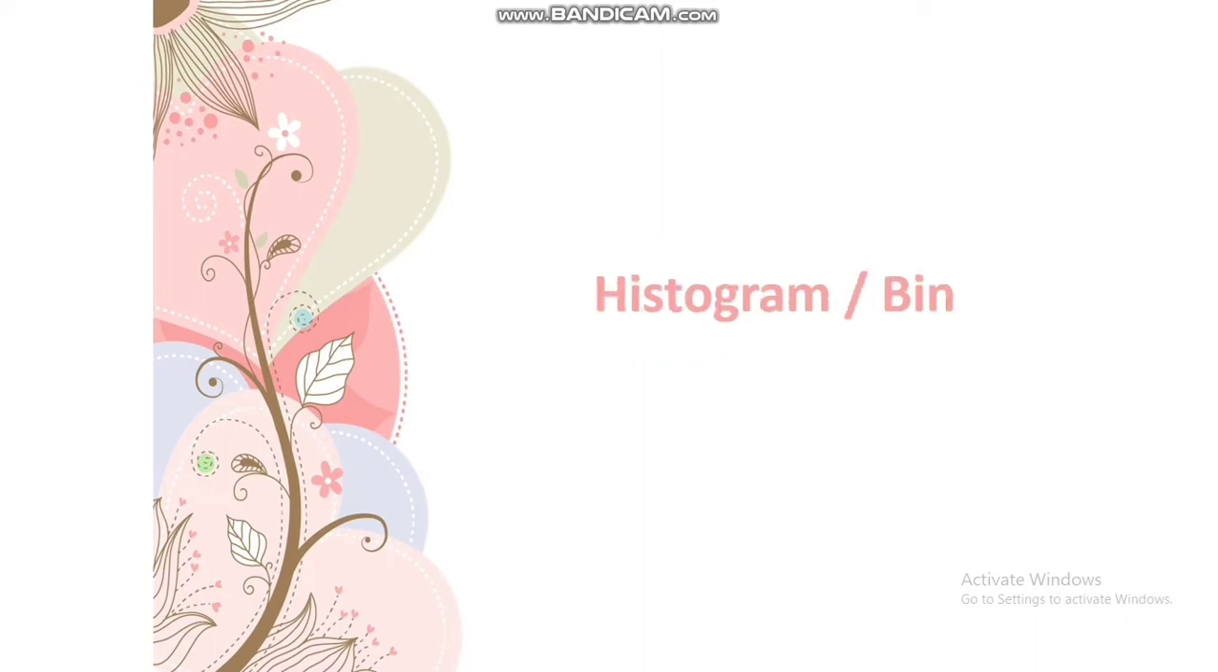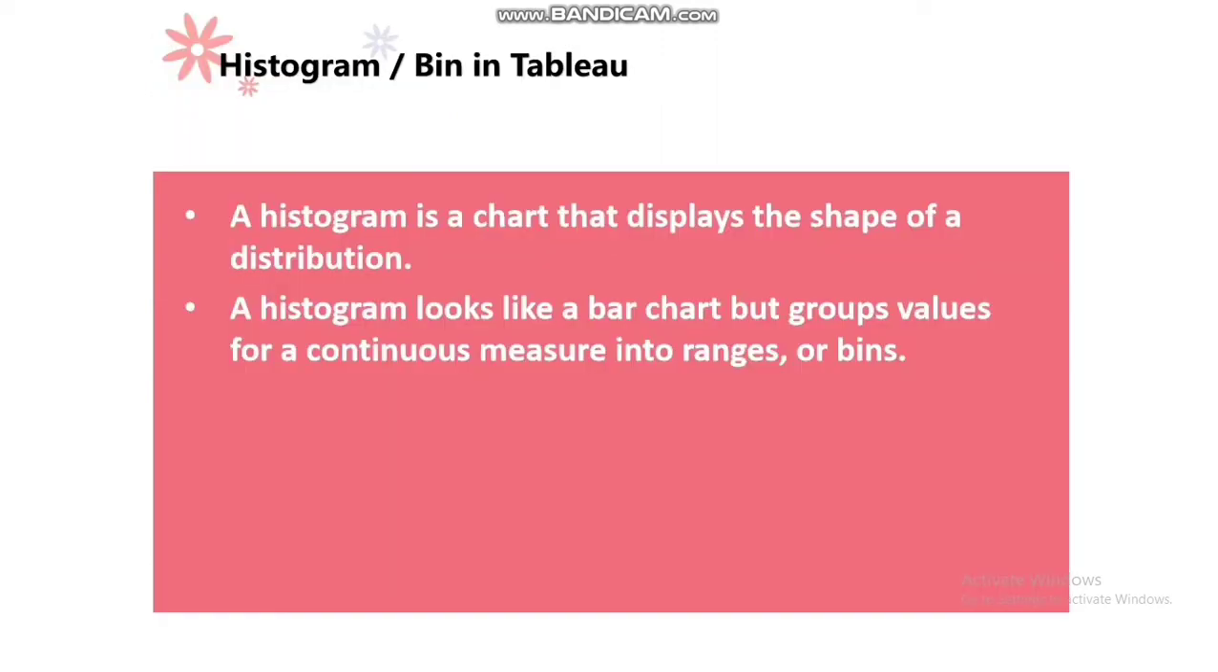In today's video, I am going to talk about histogram or bins in Tableau. Let's get started. A histogram is a chart that displays the shape of a distribution. A histogram looks like a bar chart but groups values for a continuous measure into ranges or bins.